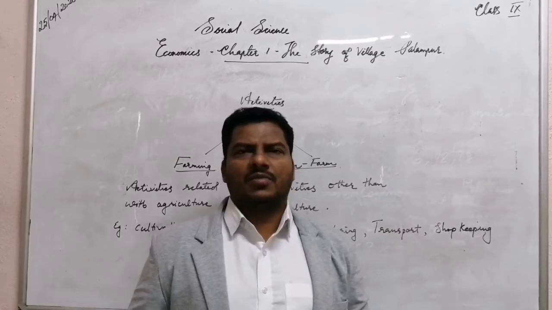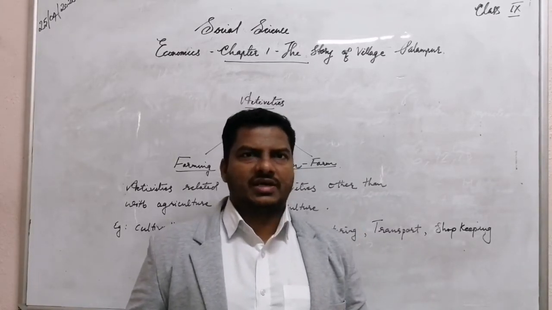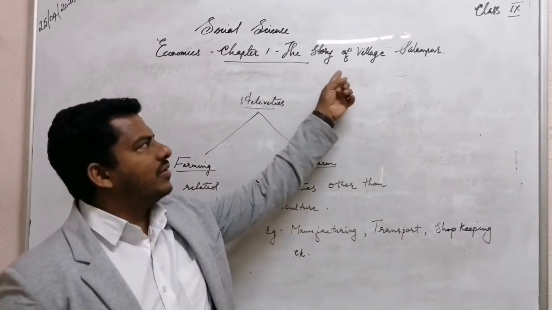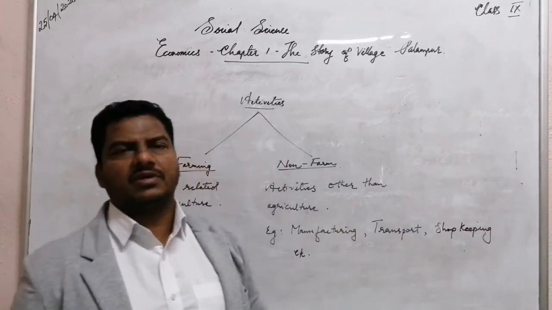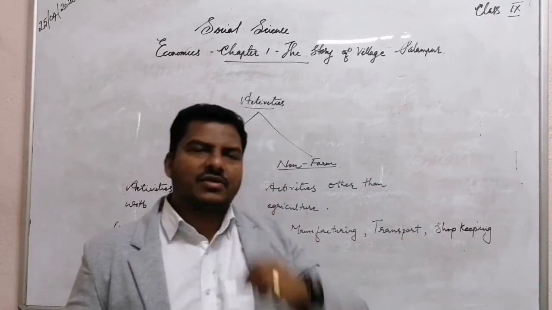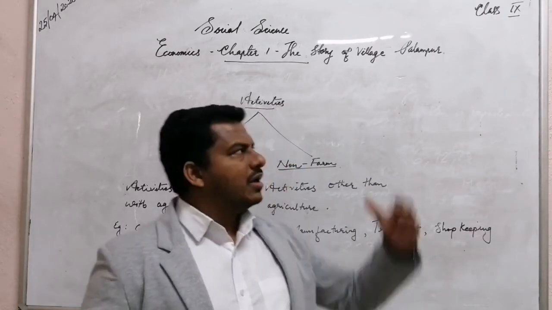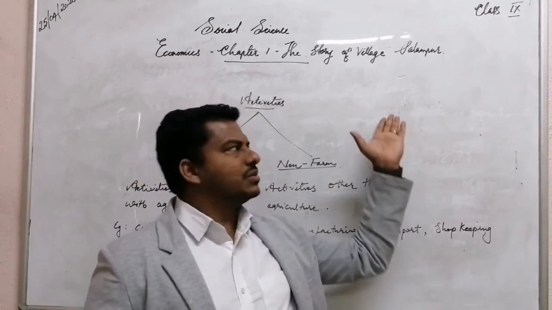Today we are discussing the first chapter of class 9 social science economics. The name of the chapter is The Story of Village Palampur. The purpose of the study of this chapter is to study some basic concepts of production. And we are doing this study based on a hypothetical village known as Palampur.